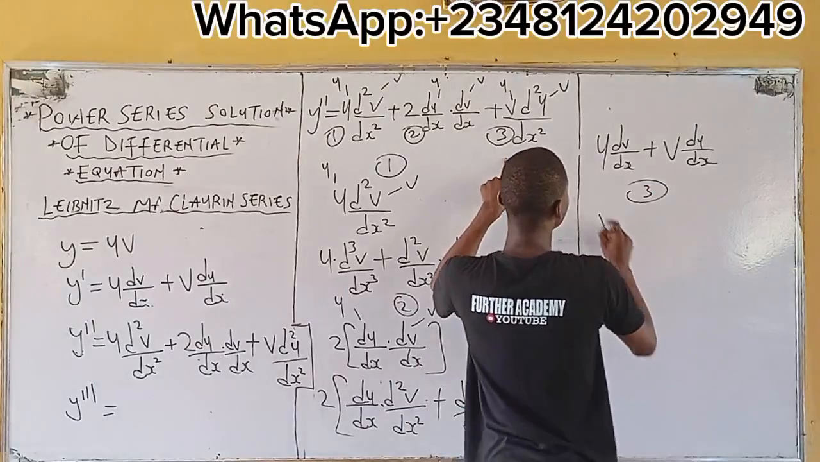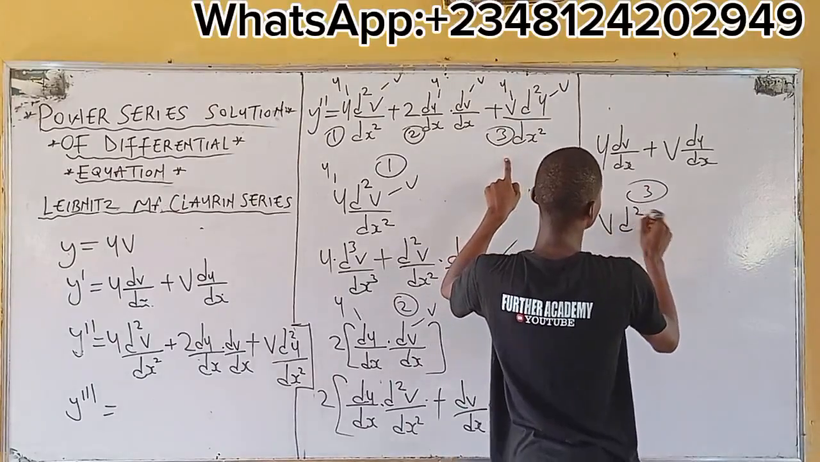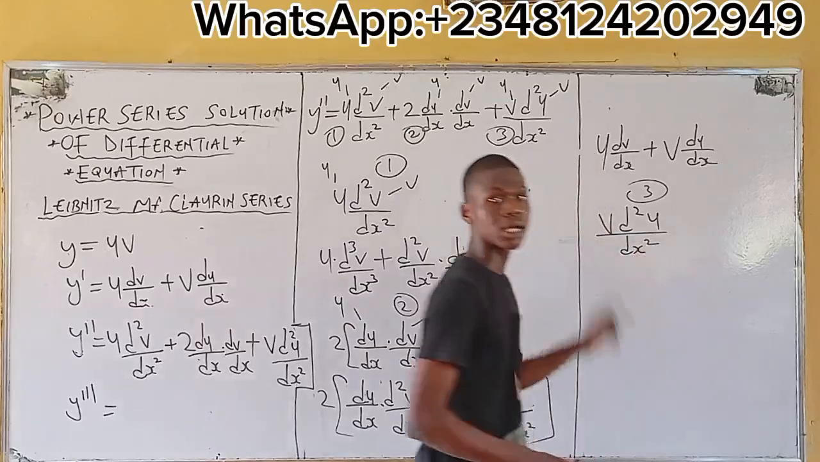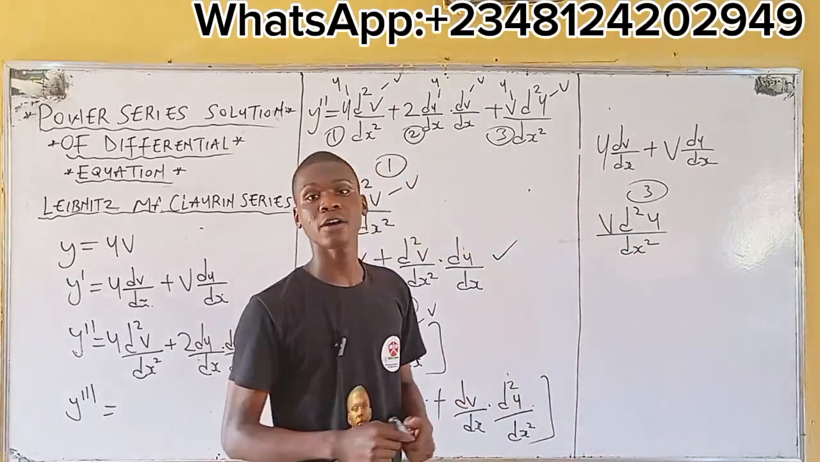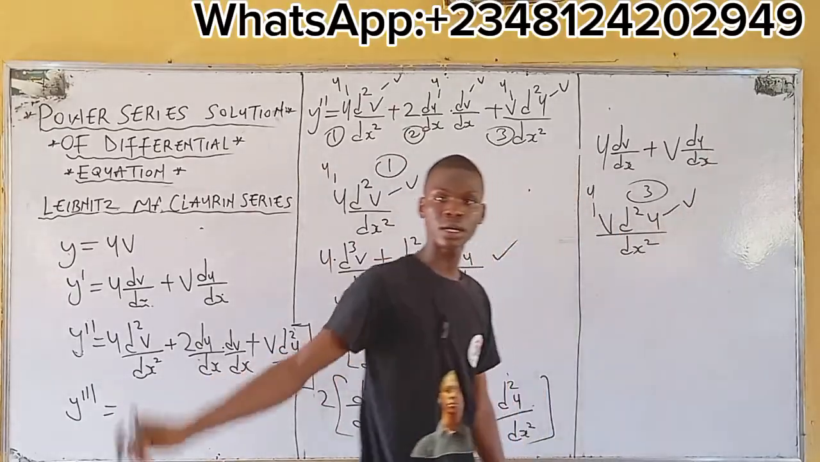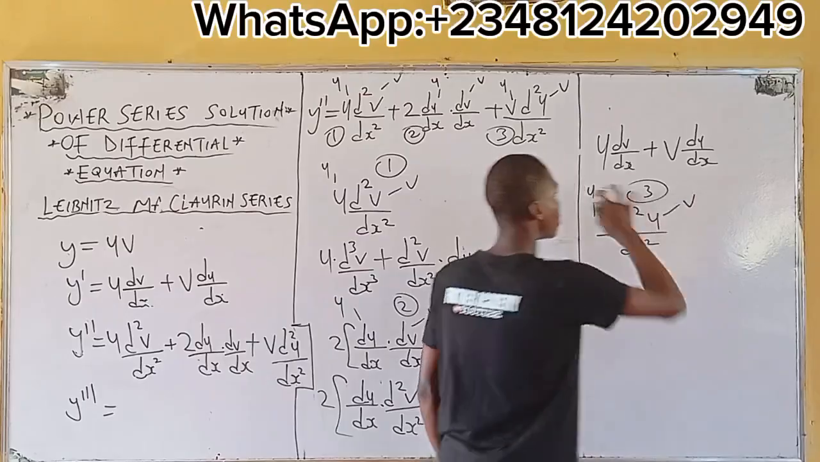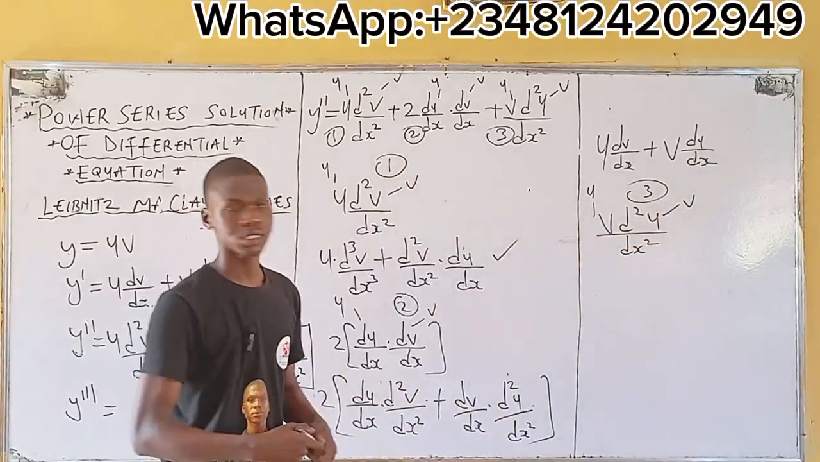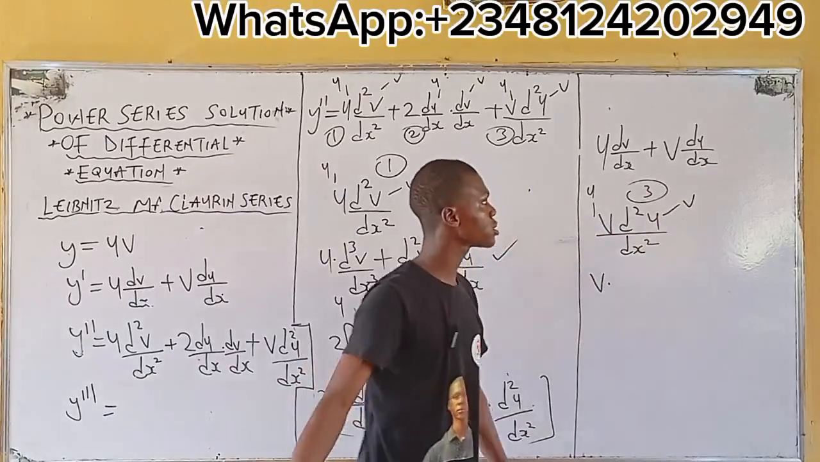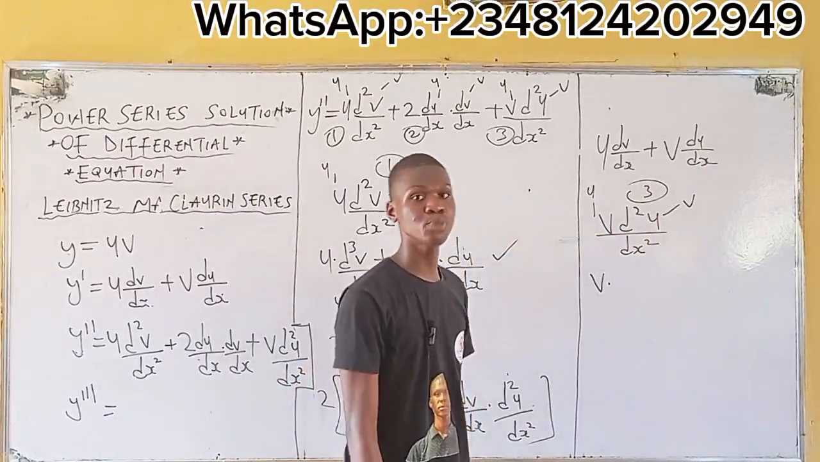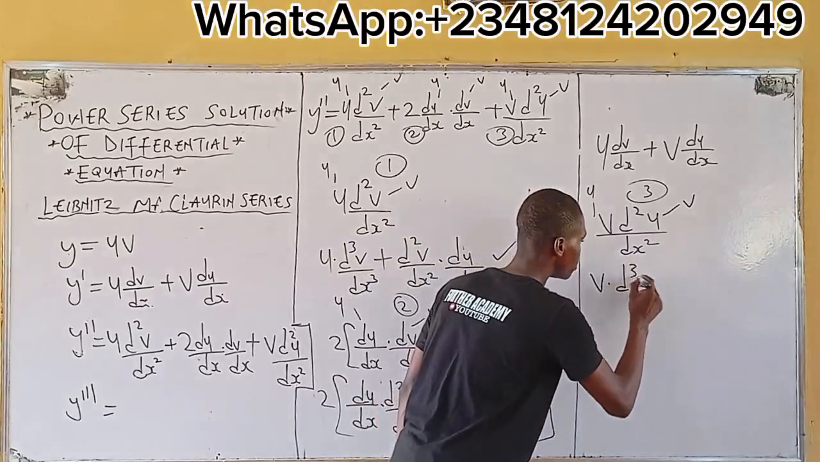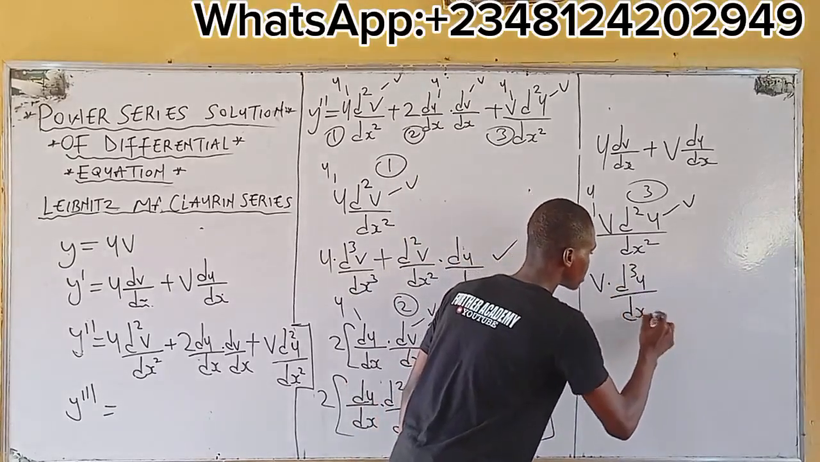I'm having v d square u all divided by what? dx square. Identify your u, identify your v. This is your what? u. This is your what? v. Apply product rule. So let's do this together. That will be what? That will be what? v multiplying what? d cube u over dx cube, right? d cube u over dx cube.